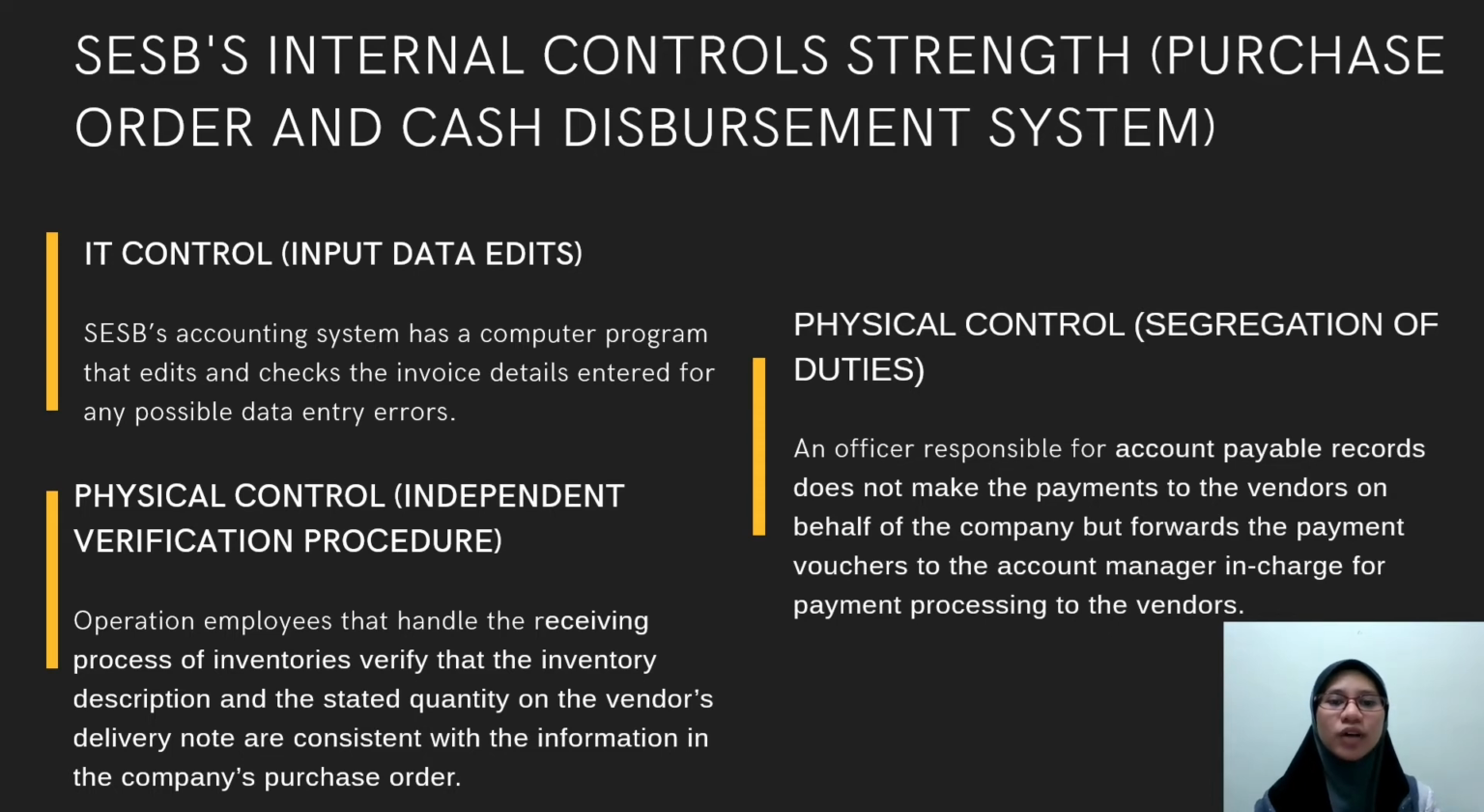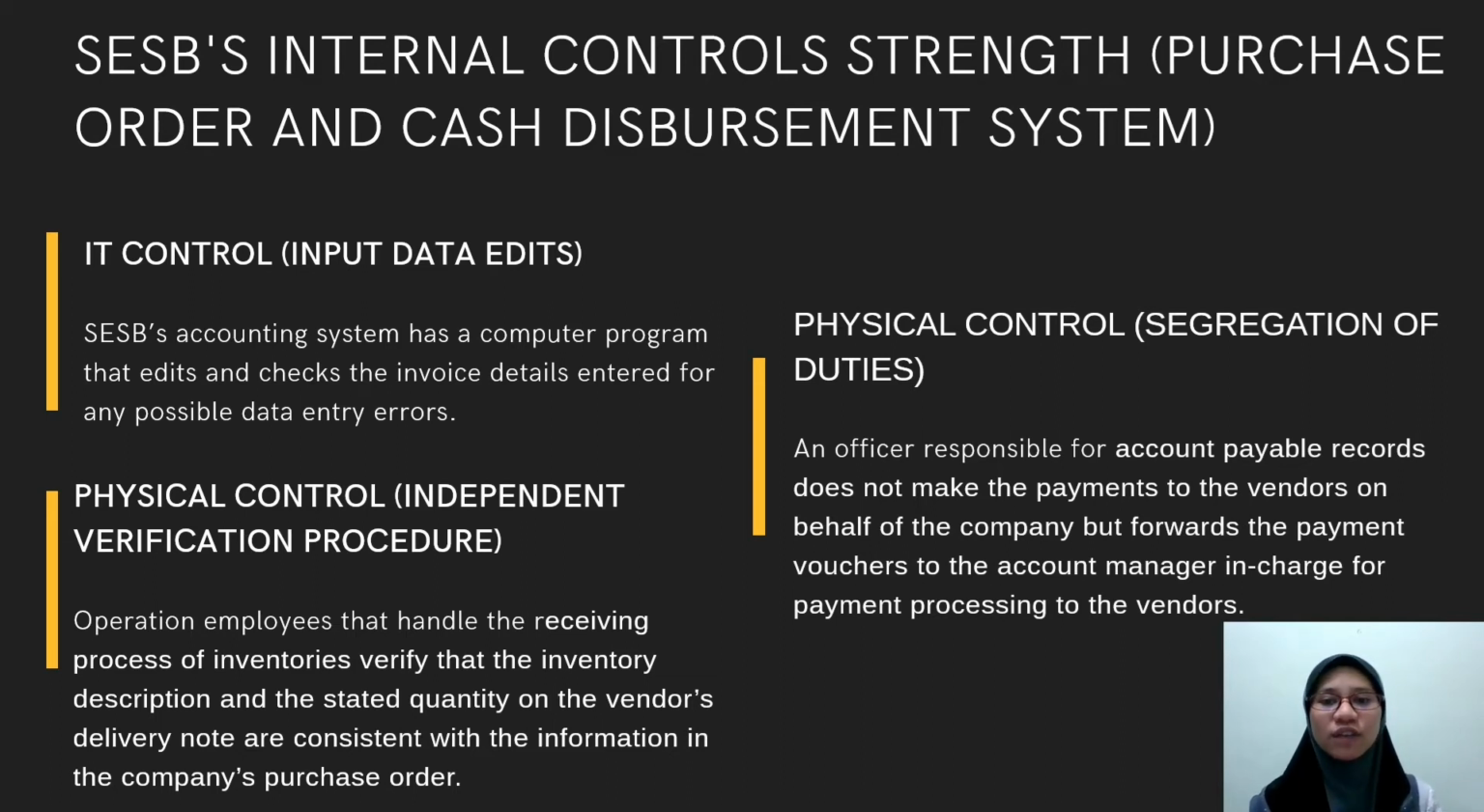Besides, SASB also has physical control in terms of independent verification procedure. Independent verification procedures are shown when operation employees compare the description and the stated quantity on the vendor's delivery note with the information in the company's purchase order during the receiving process. This independent verification procedure can prevent SASB from receiving incorrect inventories. Lastly, SASB also has segregation of duties as physical controls.